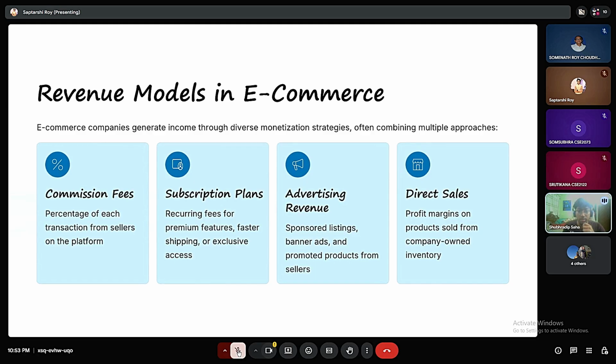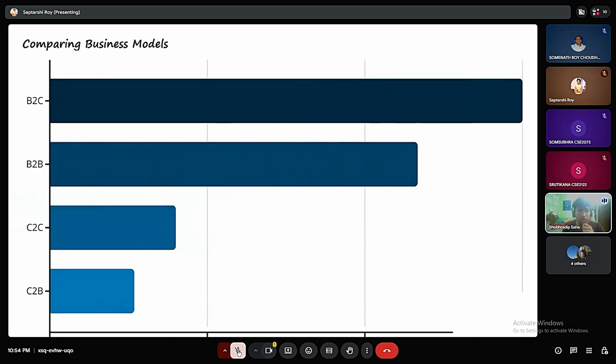Moving on, we will be showing a graph which compares the business models of different types. As we can see from the recent data, B2C has the highest revenue generation, B2C as in business to consumer, because businesses have seen that selling directly to the consumer has been the best way to generate resources. Apart from that, in order, after B2C, we have B2B, C2C, and C2B.